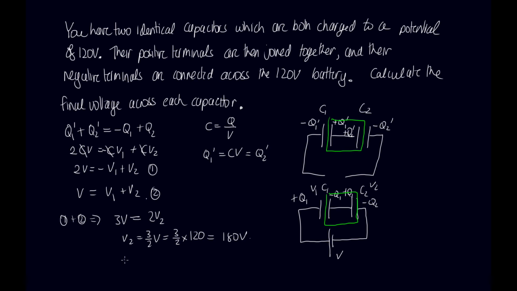And V1, we can just rearrange equation 2, which tells us this is equal to V minus V2. So that is equal to 120 minus 180. So that is equal to minus 60 volts. So now we've found the potential difference across each of those capacitors.